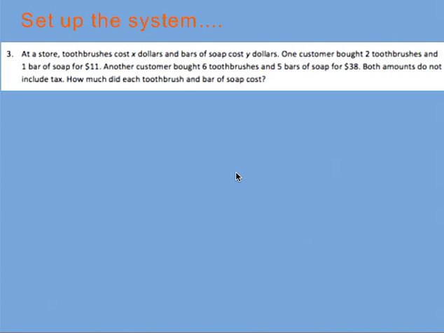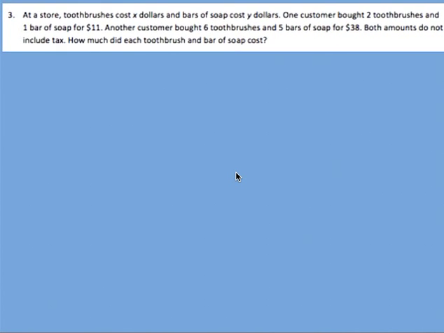Taking a look at this one, we're going shopping for your teeth, okay? At a store, a toothbrush costs x dollars and a bar of soap costs y dollars. One customer bought 2 toothbrushes and 1 bar of soap for $11. Another customer bought 6 toothbrushes and 5 bars of soap for $38.